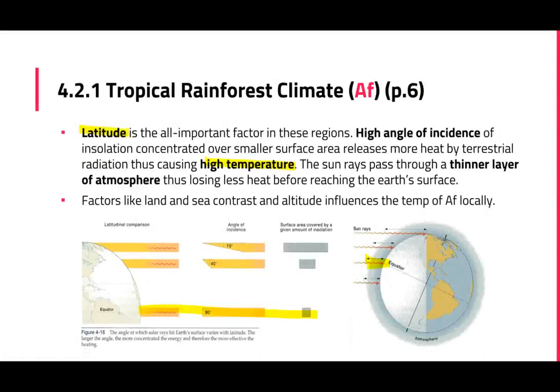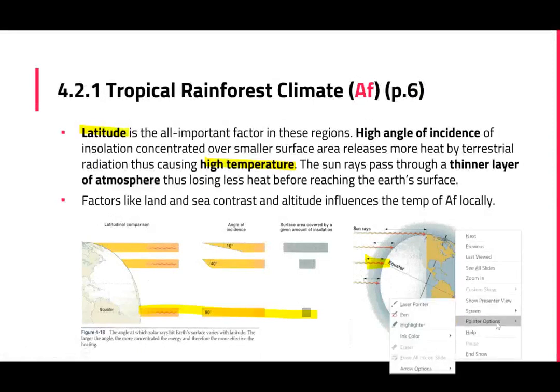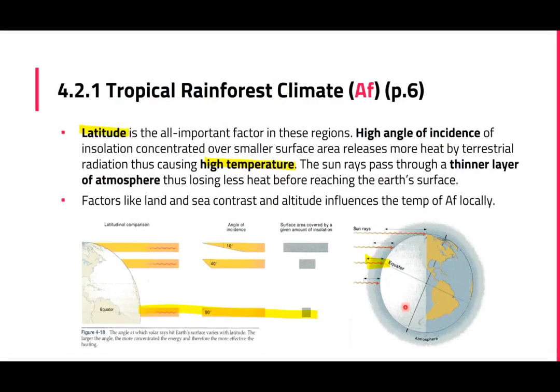Right, now we go on to the main reasons. The main reason for such a climatic feature for AF. So we know that for AF, temperatures are high and uniform throughout the year. So the main reason has to be latitude. Right, and latitude wise, we know that AF climates are very close to the equator. They are located near the equator, within 5 to 10 degrees north and south.